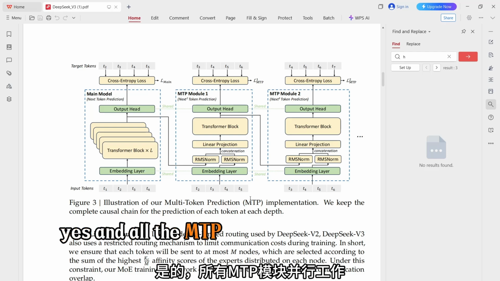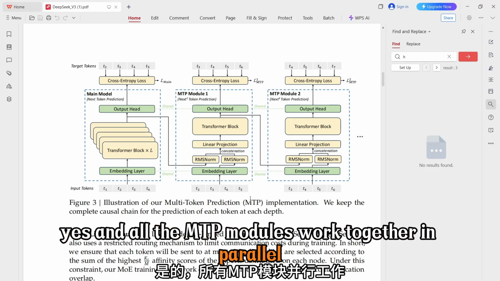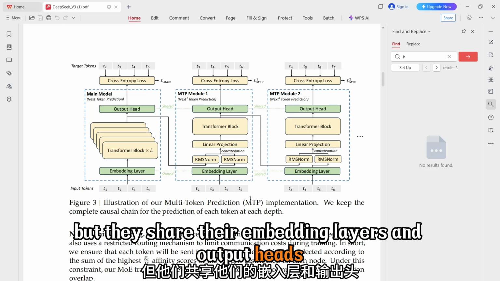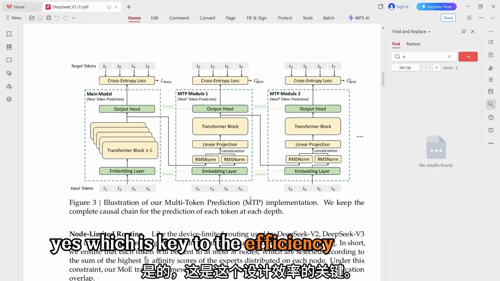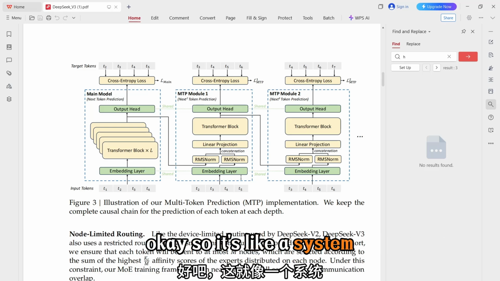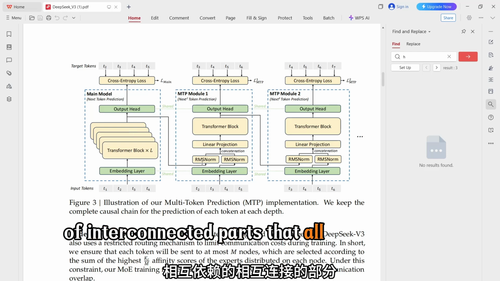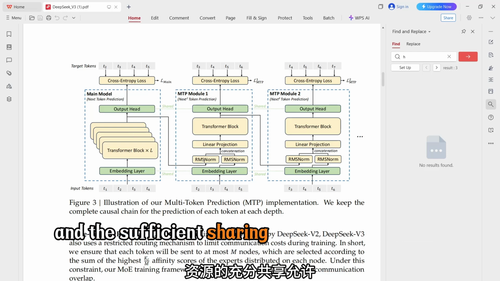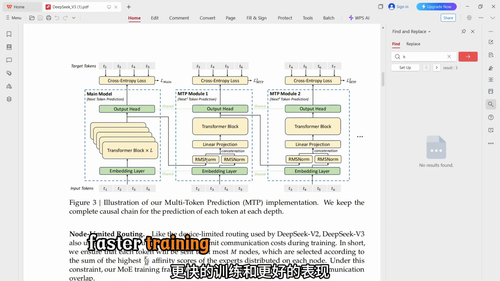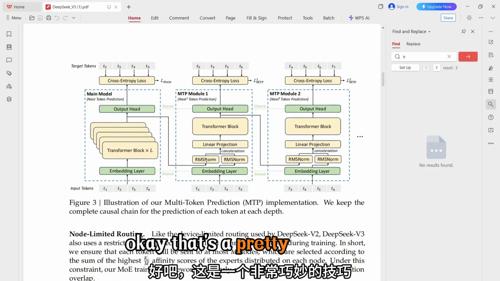Yes, and all the MTP modules work together in parallel. But they share their embedding layers and output heads, right? Yes, which is key to the efficiency of this design. Okay, so it's like a system of interconnected parts that all rely on each other. Right, and this efficient sharing of resources allows for faster training and better performance. Okay, that's a pretty neat trick.